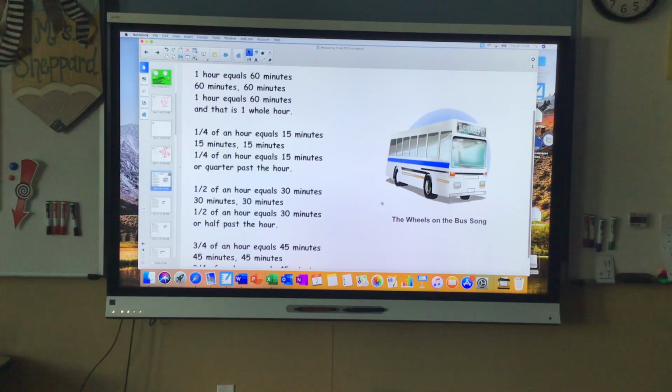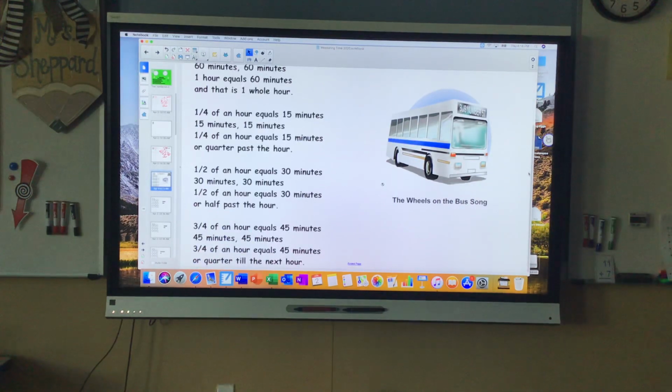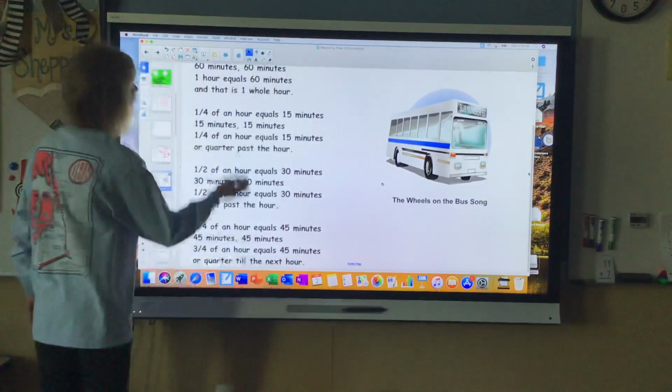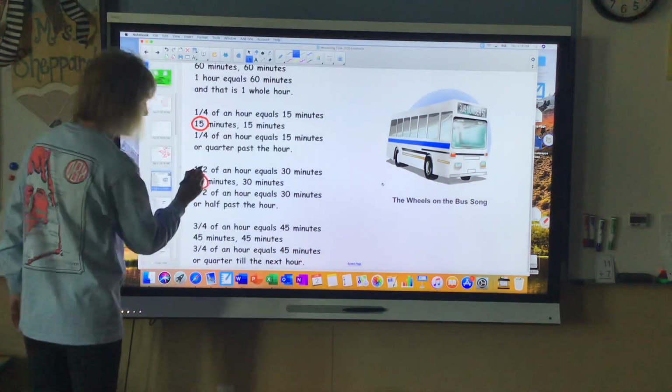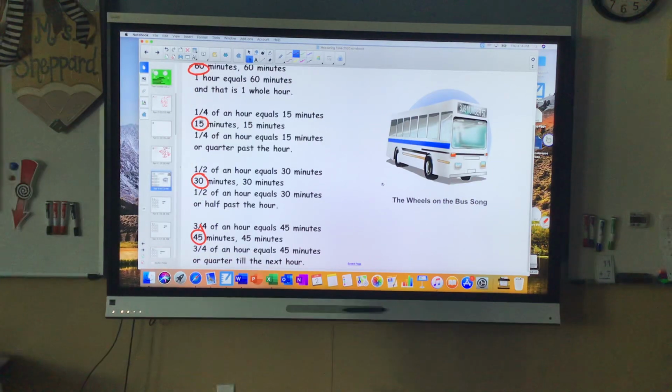Taking a deep breath. 1/2 of an hour equals 30 minutes, 30 minutes, 30 minutes. 1/2 of an hour equals 30 minutes, or half past the hour. 3/4 of an hour equals 45 minutes, 45 minutes, 45 minutes. 3/4 of an hour equals 45 minutes, or quarter till the next hour. That goes right along with our 15, 30, 45, 60, an hour, hour power. Now go take a shower.